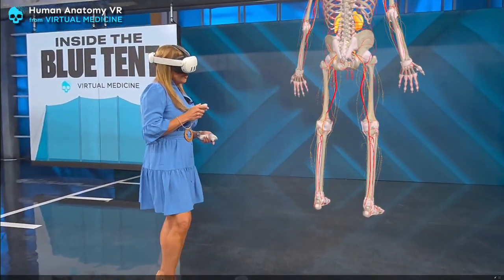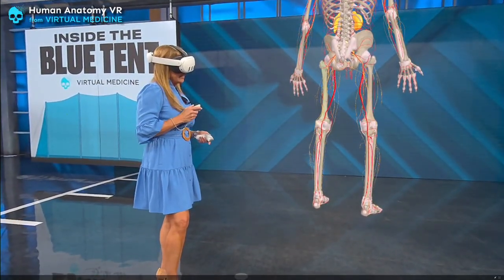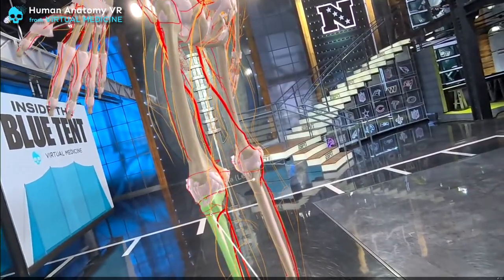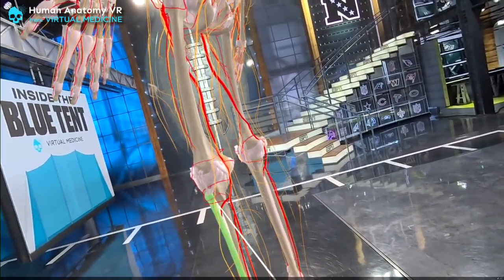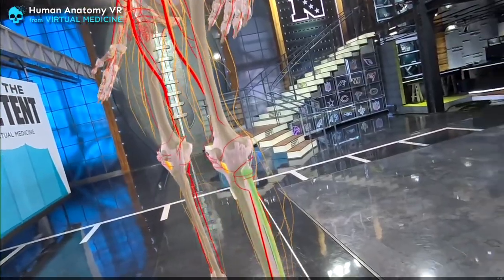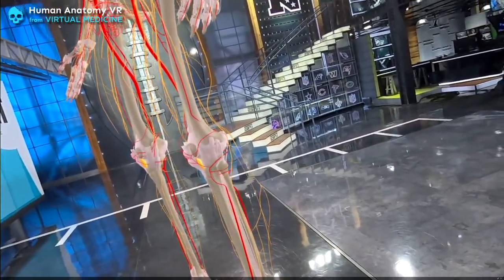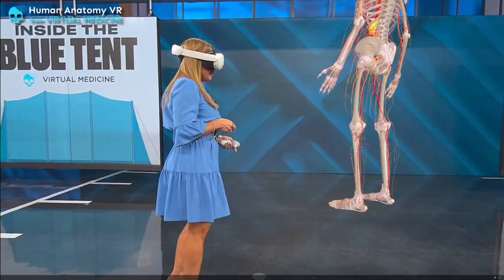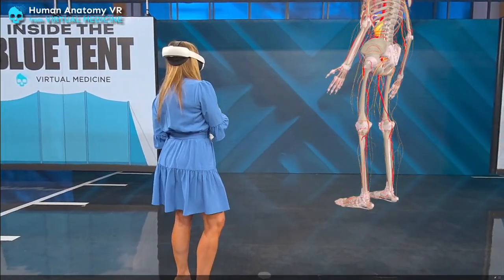Now we've added the nerve structures in, that's the yellow here. One branch here comes off the backside, wraps around the fibula. This is the peroneal nerve. This is very important for muscle function and for sensation in the lower leg. It too can get damaged in a knee dislocation.